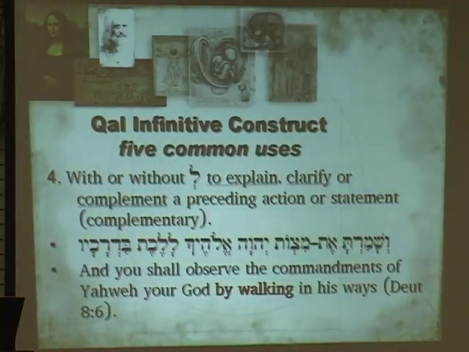So in our example here, veshamarta et mitzvot Adonai Eloheicha lalechet bidrachav.